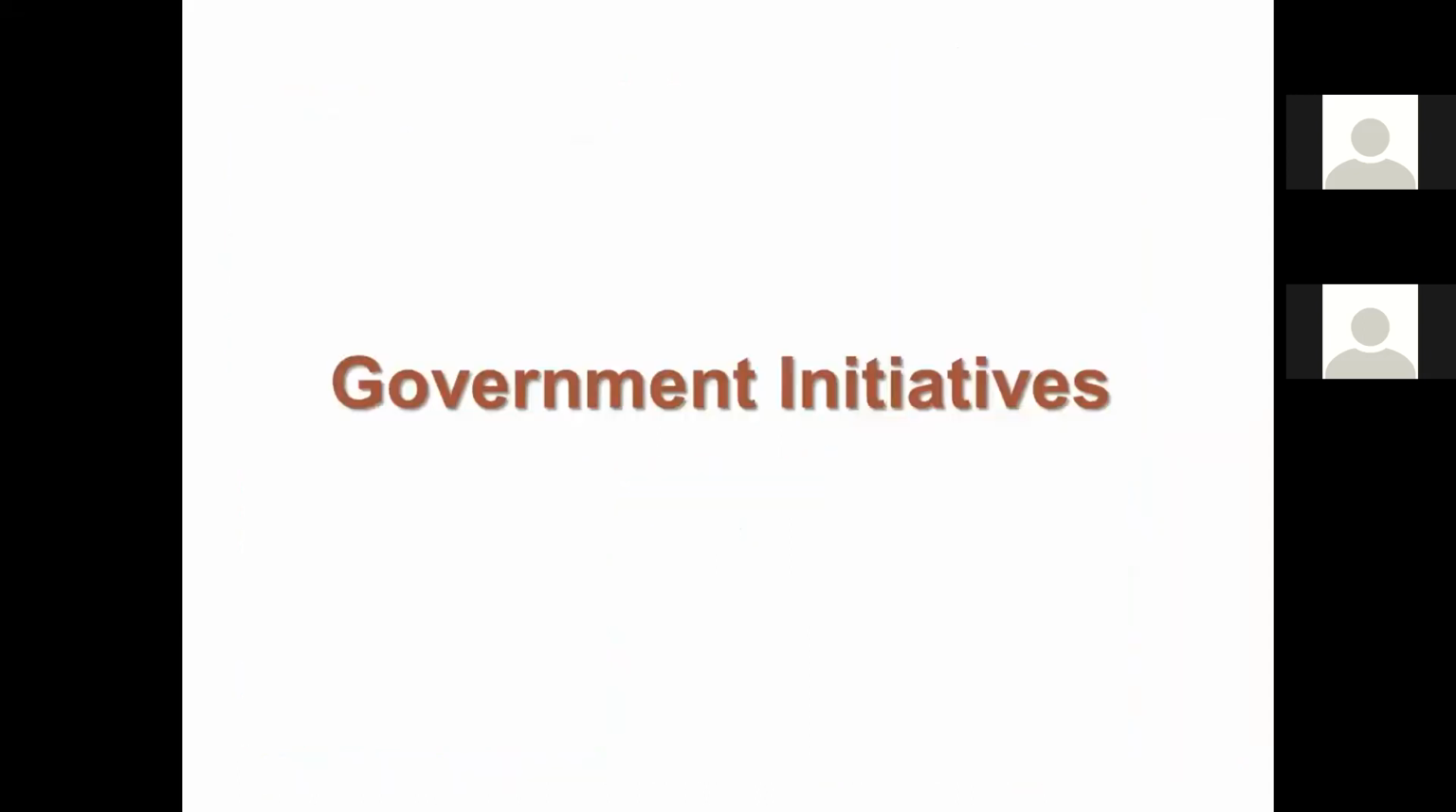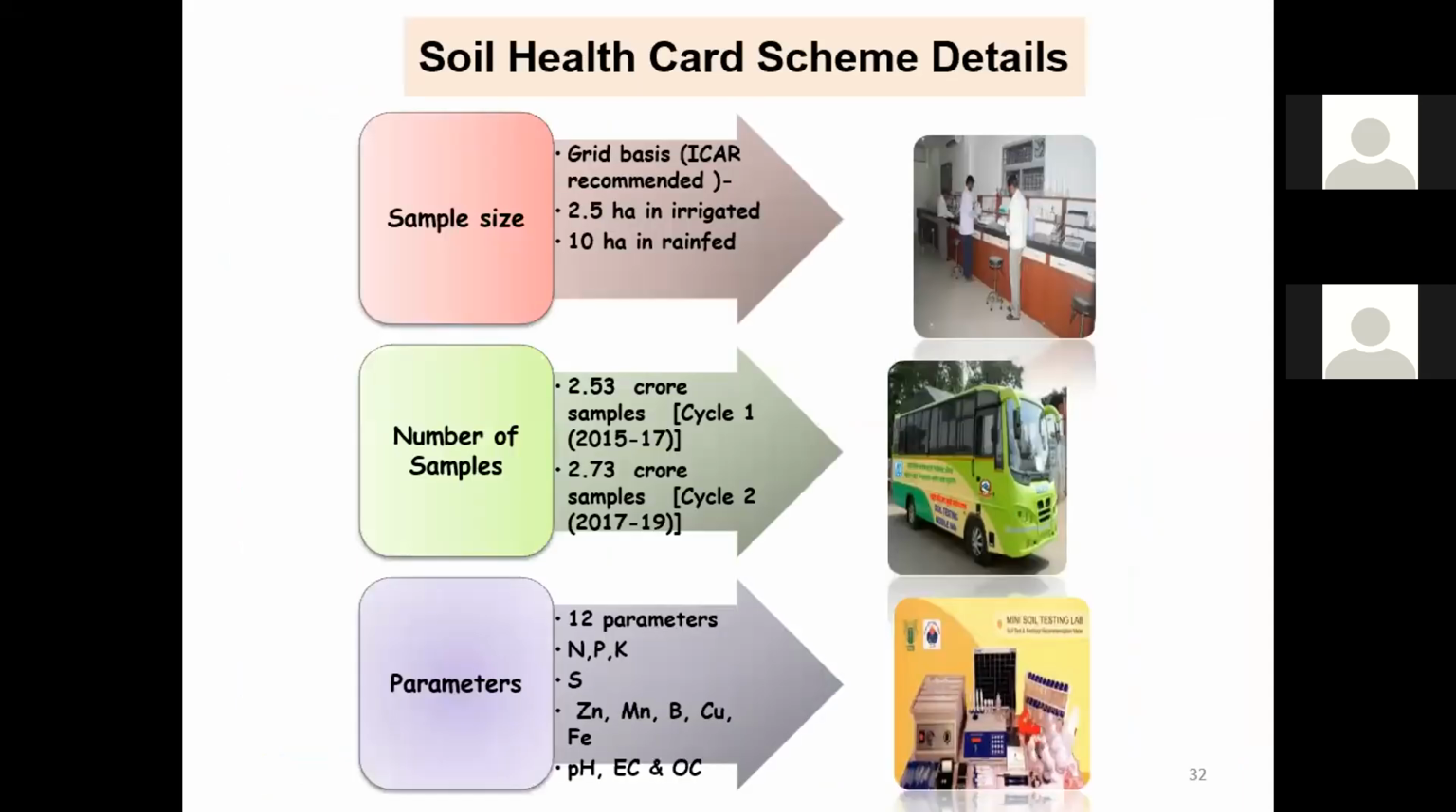Now, government initiatives: what the government is doing or wants to do, or policies through which they want to achieve or improve our soil health. One example is the Soil Health Card scheme. Through that, governments and their laboratories are collecting samples. It is a major job of our country. Then the large number of samples collected are analyzed.